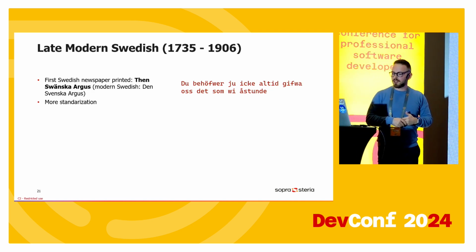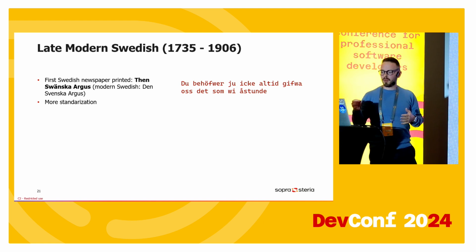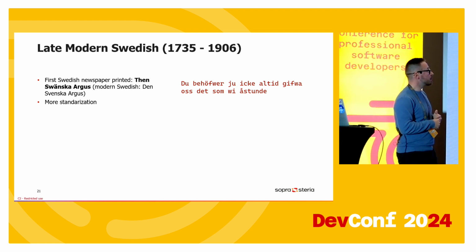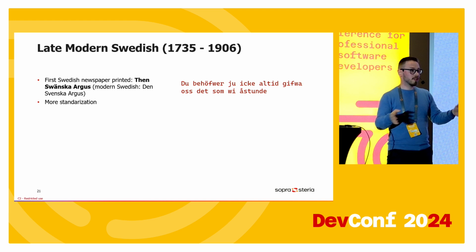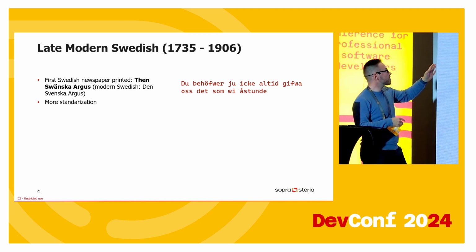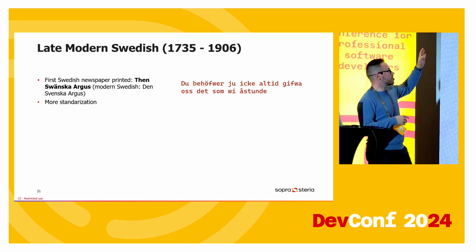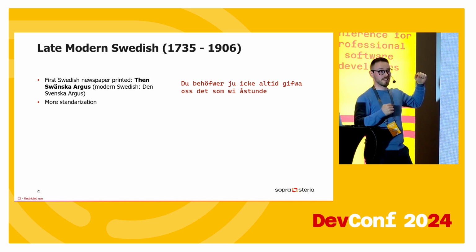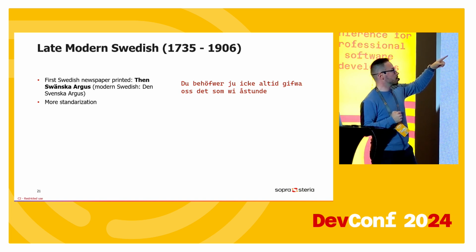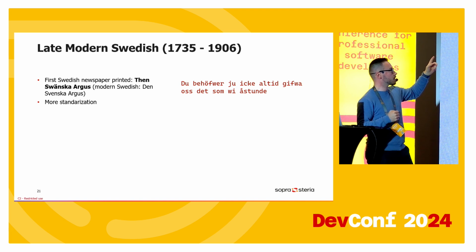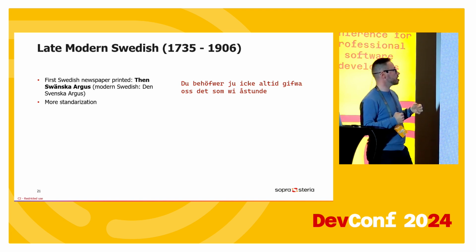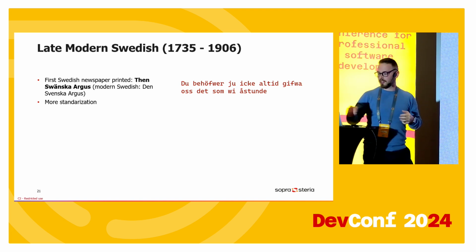And then we have late modern Swedish. Again, it's a specific date when they released a new newspaper, so it was available for a broader audience. Back then it was written Svenska Argus, which is written nowadays not correctly. You see the modern Swedish, how it should be written, so there were differences even back then, but it was the next step with standardization.